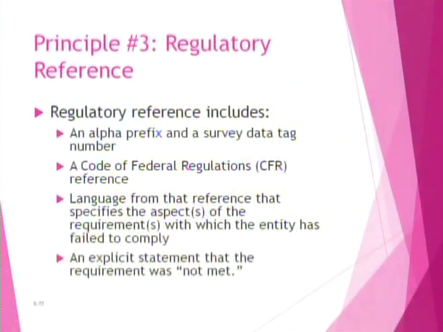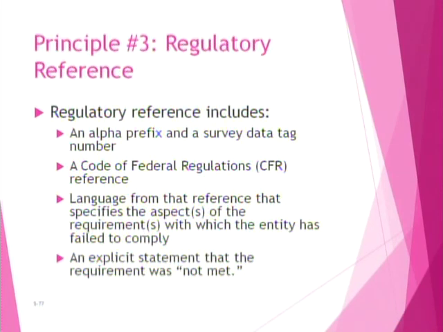And so we look at what is involved in the references. The regulatory reference includes the alpha prefix and survey data tag number. So just think about currently F880. If we wrote that, it's going to come up with infection prevention and control. And it's going to come up with the Code of Federal Regulations, the CFR reference with the Code of Federal Register 483.80 (a)(1), (2), (4), (e), and (f).